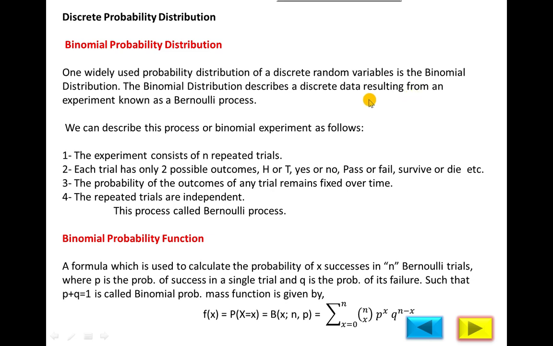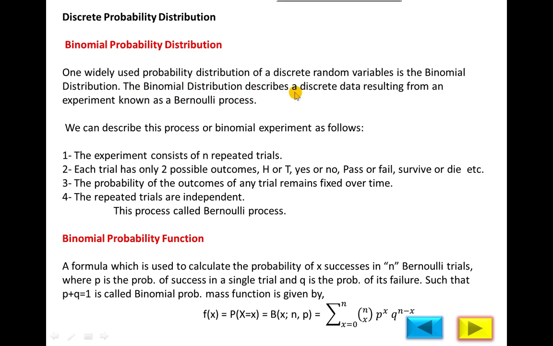This is the definition of the binomial probability distribution, and these are its characteristics. I will explain one by one. It is one widely used probability distribution of a discrete random variable. In probability distributions, we use the term random variable instead of variable, as I already explained in the last video. This is the binomial probability distribution. Bi means two, nomial means outcome: two outcomes, two results.